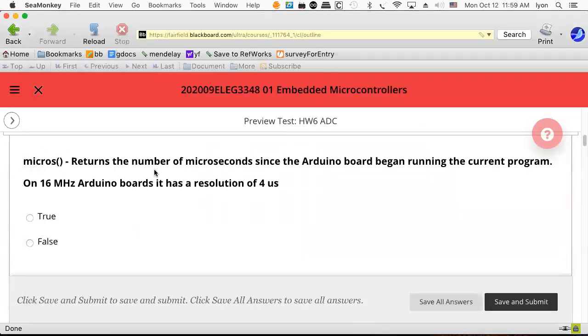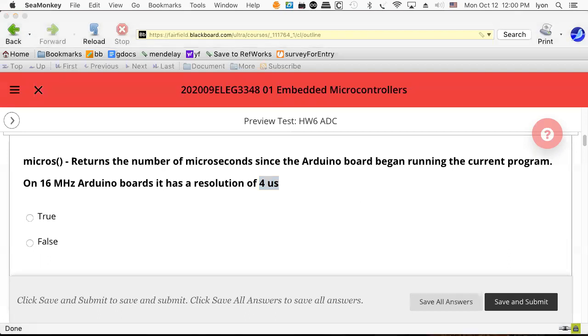So now we have the number of microseconds since the Arduino began running the current program. On a 16 megahertz Arduino board, it has a resolution of 4 microseconds. So this is an 8 microsecond conversion time plus or minus 4 microseconds, right? So it could be 4 microseconds, it could be 12. That's a substantial error when you're down to the microsecond resolution. And so that's true, actually.